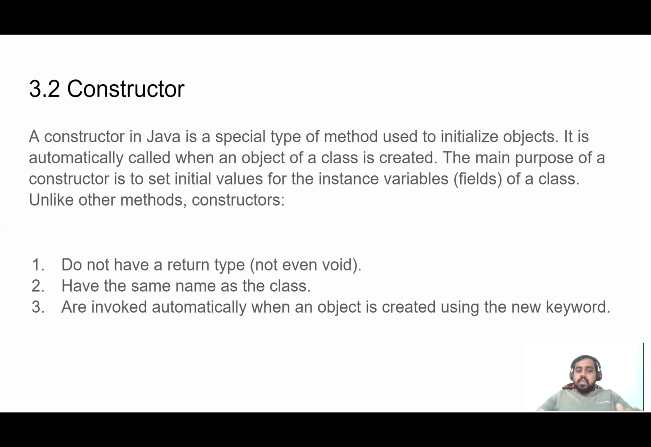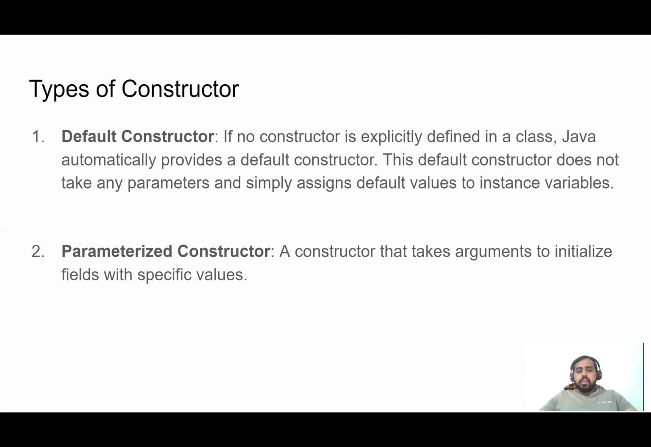Like what are these? A constructor does not have a return type, not even void. The constructor should have the same name as the class name. And a constructor is automatically invoked when an object is created using the new keyword. There are two types of constructors we already saw. One is the default constructor.